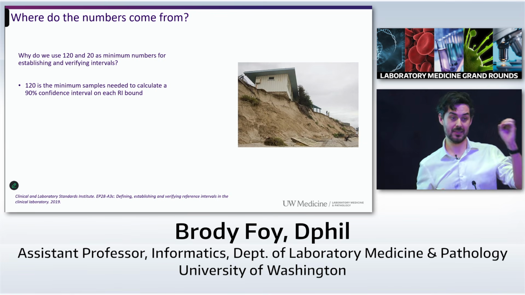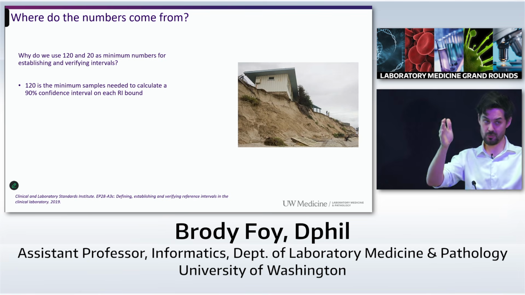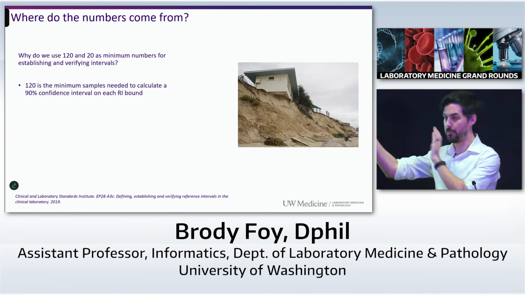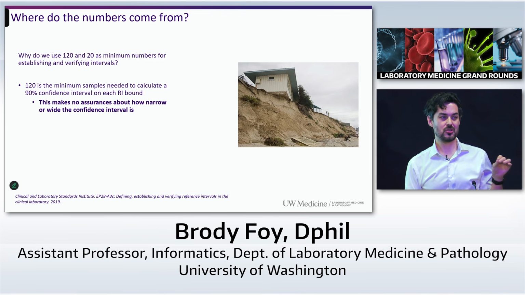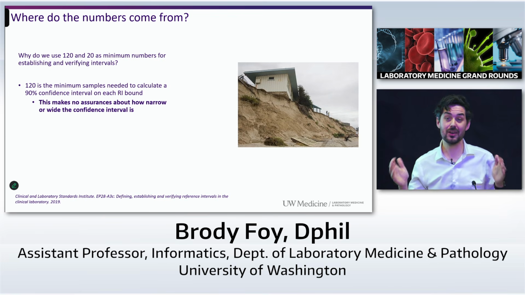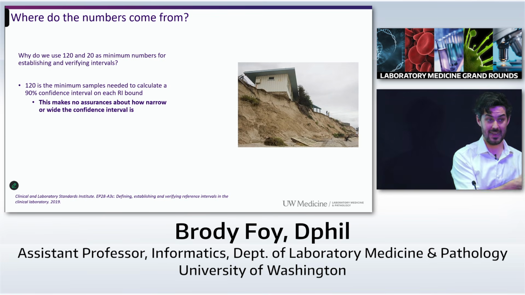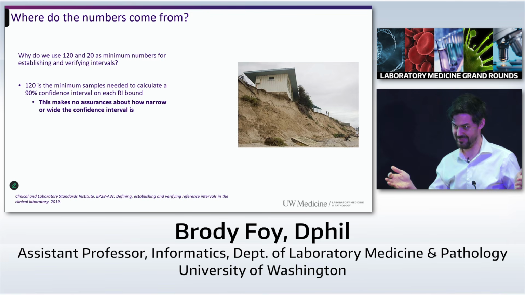So I can say my lower limit for the reference interval is somewhere between these two numbers, and my upper is somewhere between these two numbers. This gives you no assurance on how tight or narrow or wide that bound is. It is not an assurance that we can stably estimate this. It is just saying we can estimate the error in this estimate.